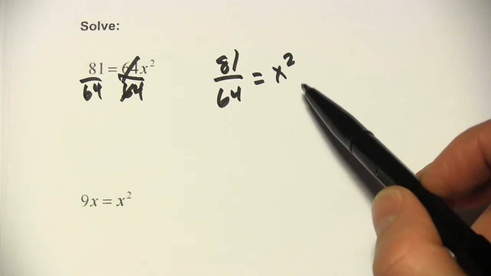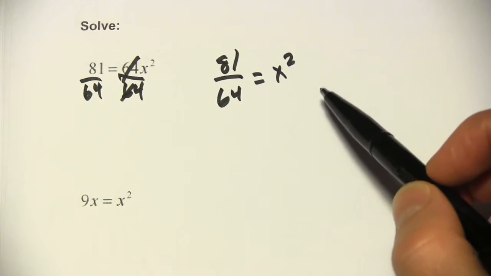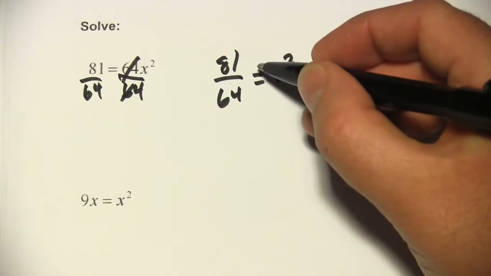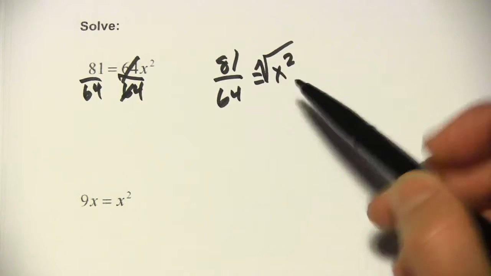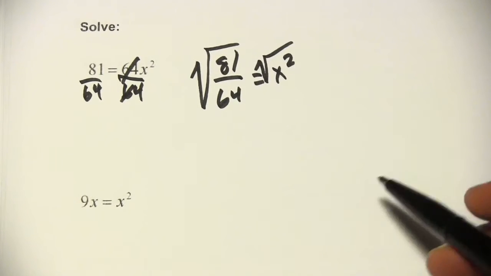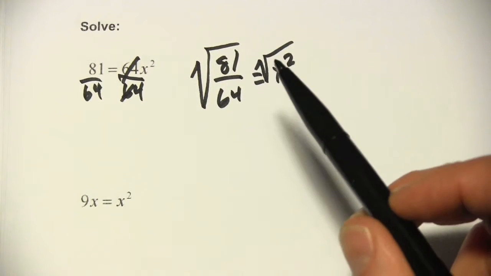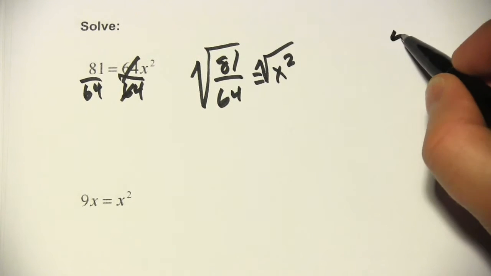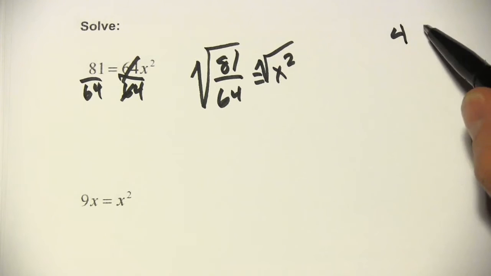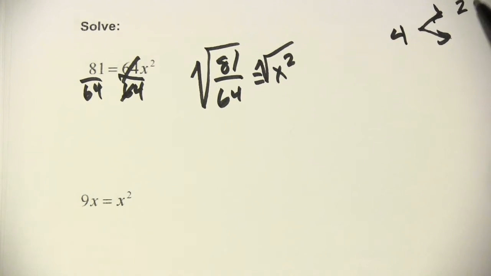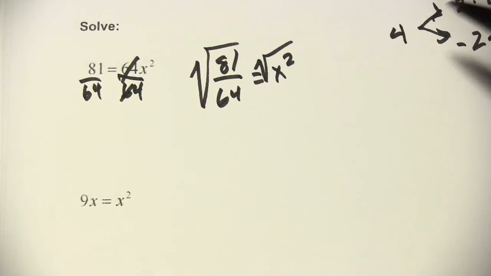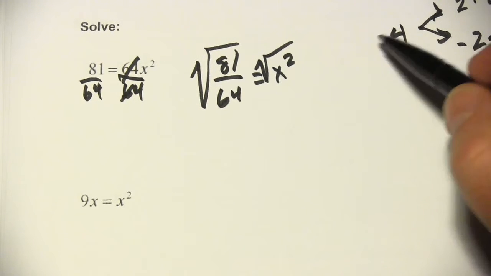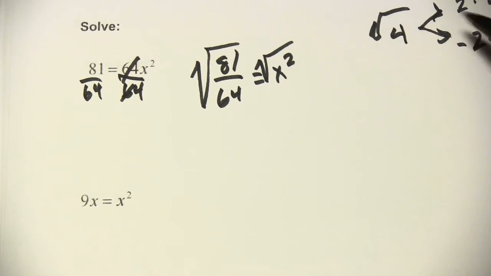I've got x alone, but it's squared. I want to undo the squaring. I can do that by taking the square root. But if I take the square root, I have to take the square root of both sides. When you do that, you're going to get two answers, the positive and the negative. If you think about that, 4 could be 2 times 2, or it could be negative 2 times negative 2. So that's why there are two answers when you take the square root of 4. So the square root of 4 could be 2 or negative 2.